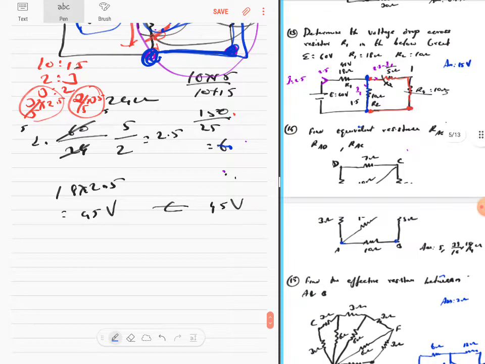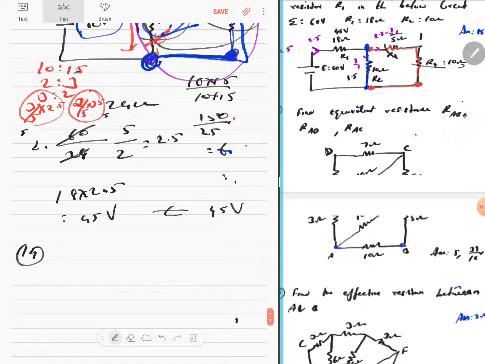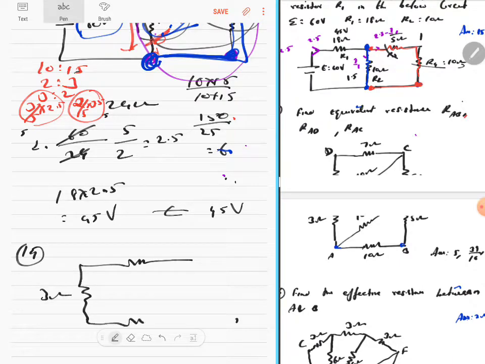Next question is the 14th question. You have a circuit which is like this. I hope I can find the circuit here. It's like this. So, you have a 7 ohms here, you have a 3 ohms here, 10 ohms here, and you have a 5 ohms here, and this will be a cross which will be a 10 ohm. So what are we going to do? Find the equivalent resistance RAB.